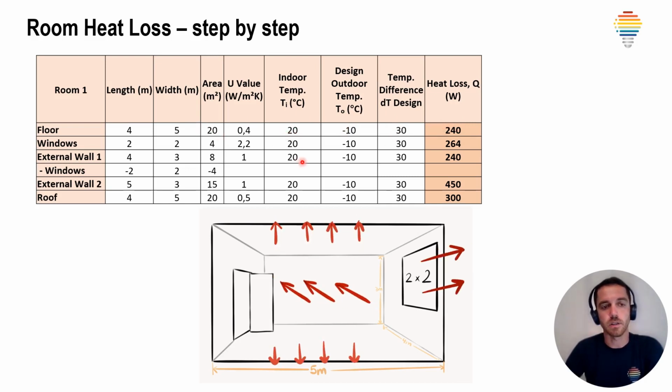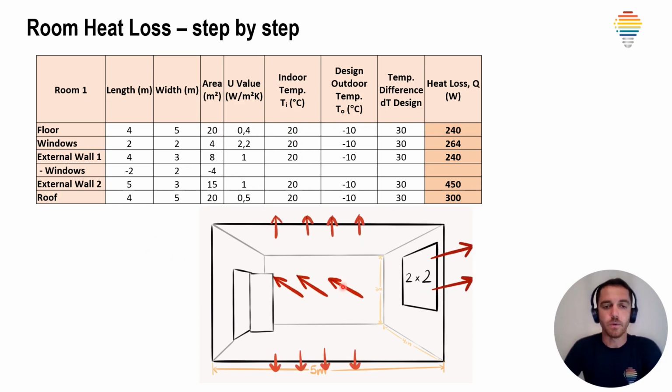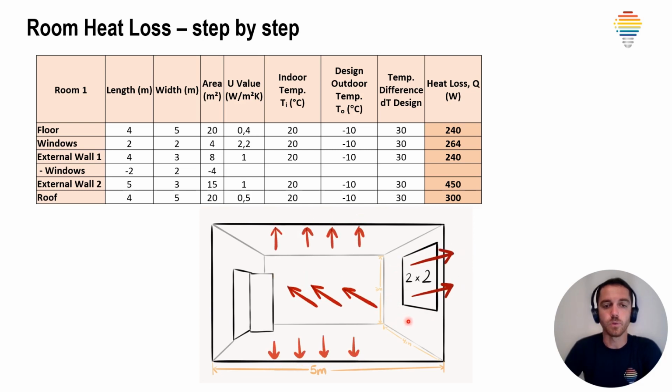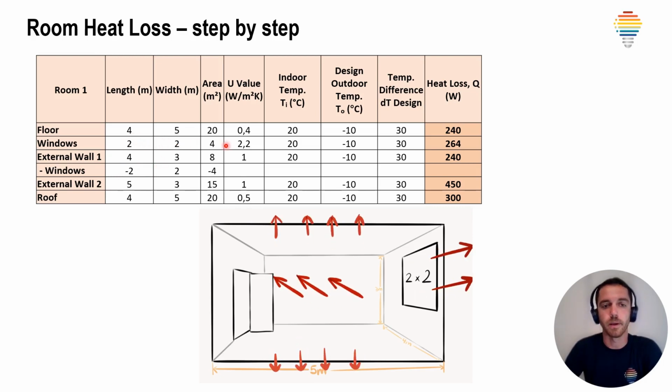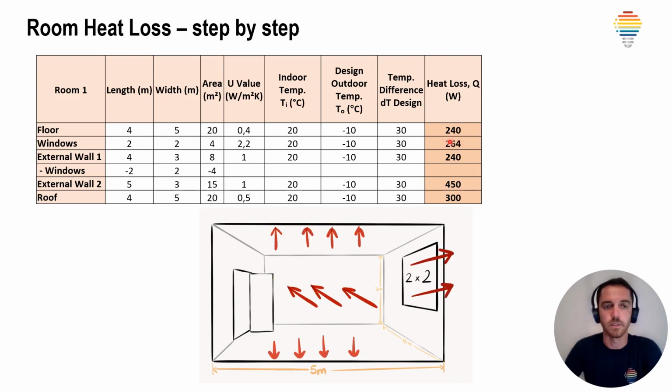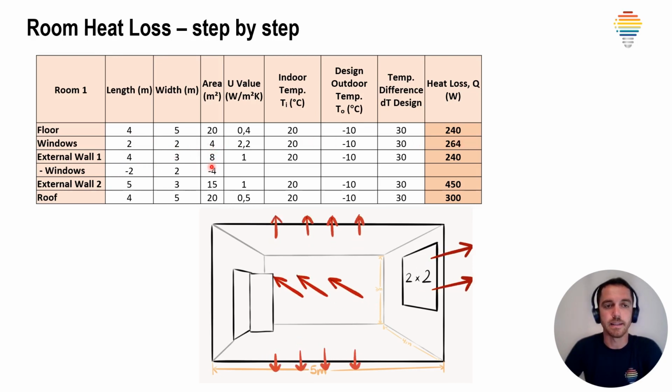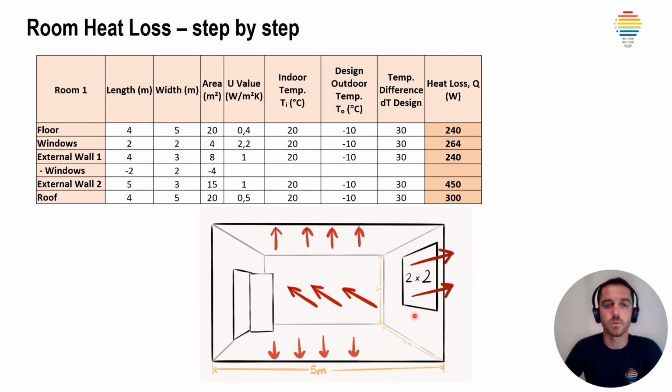What is important to know is that if we want to cover heat loss of this external wall, we need to remove the area of the windows. So we can calculate for windows 2 multiplied by 2, we have heat loss of this, but here you will see that the area of the wall is not 12, like 4 multiplied by 3, it's 8, because we need to remove the windows, and we have the area of this wall. And the same is for the other wall and for the roof.